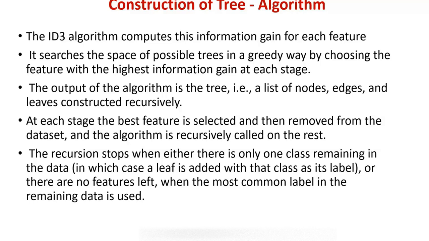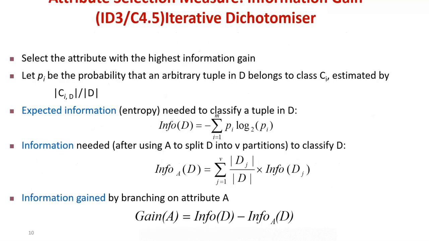The output of this algorithm is a list of nodes, edges, and leaves, which is constructed recursively. At each stage, the best feature is selected, and once you decide the best feature, that will be removed from the data set, and the algorithm will recursively work for the remaining features until you reach the final label point. This recursion stops when all the samples have the same label, or sometimes there are no features left out. All the features have already been worked on, right? That means you can stop developing the tree. Okay, these are the total metrics, the parameters, that we are using here.